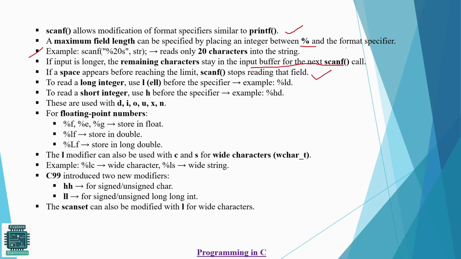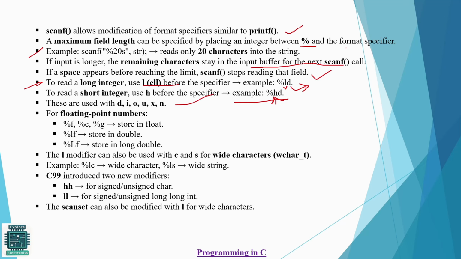To read a long integer, use l before the specifier, and to read a short integer, use h before the specifier. Here %d is the specifier, like for an integer. To read an integer value, we will use %d. But to read a long integer, if the value is too large, then we will use l after the percent sign. If it is a short integer, we will use h after the percent sign. Okay, these are used with d and i.